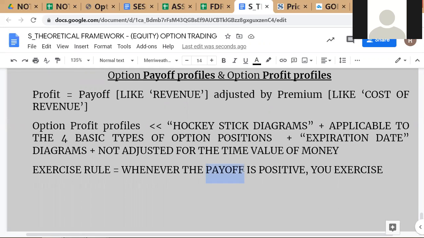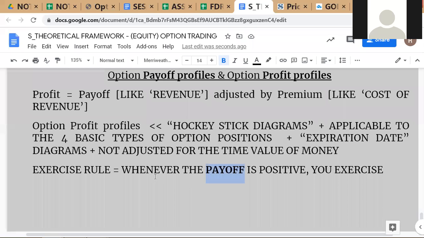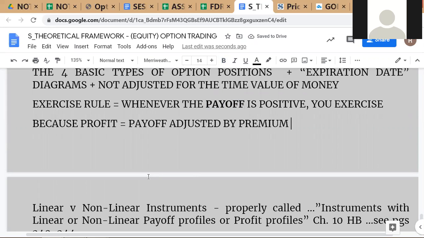So if you see here, it's the same thing. It's a 100 strike call. As long as the stock price is 100 or less, there is no positive payoff. But the moment the stock price moves ahead of the strike price at expiration, there is a positive payoff and there is an incentive for you to exercise, because whenever the payoff is positive, you exercise, because profit equals payoff, adjusted by premium.